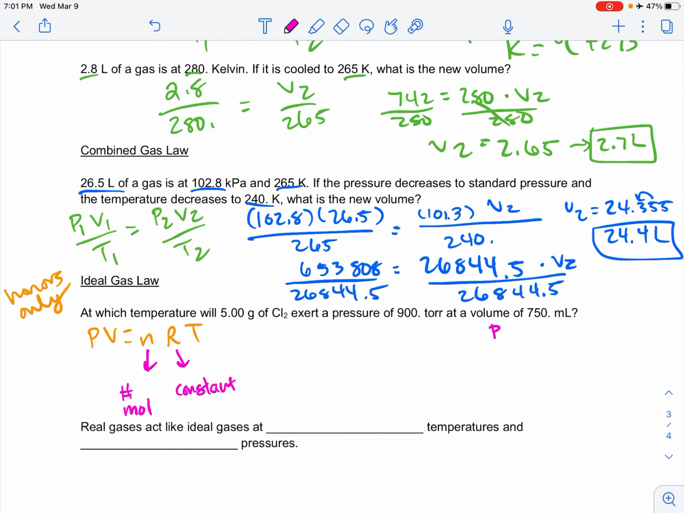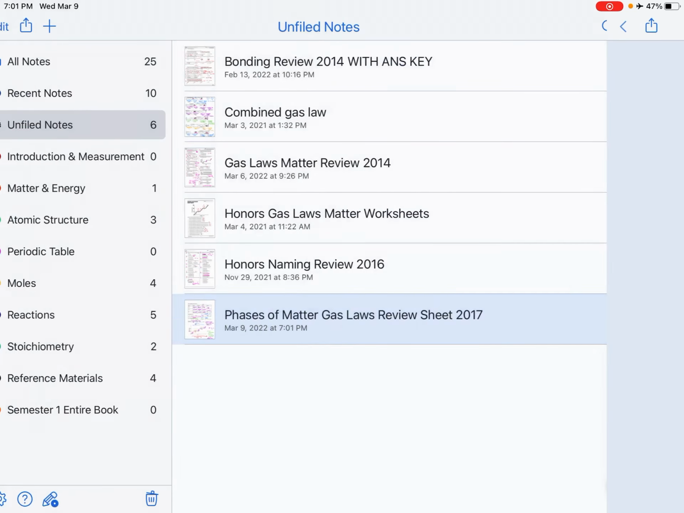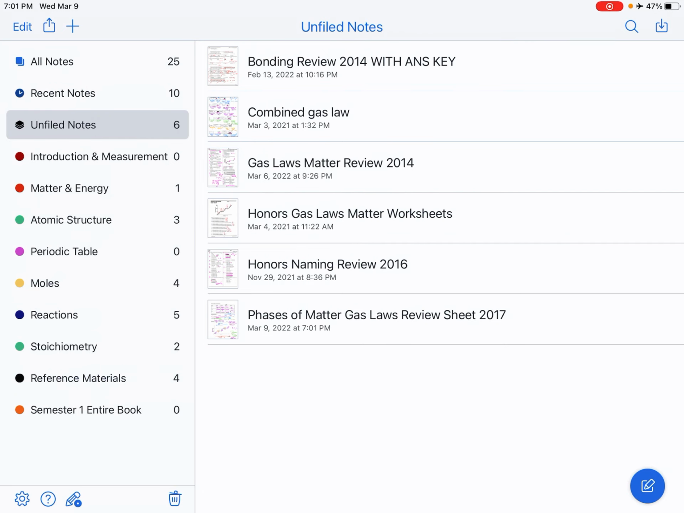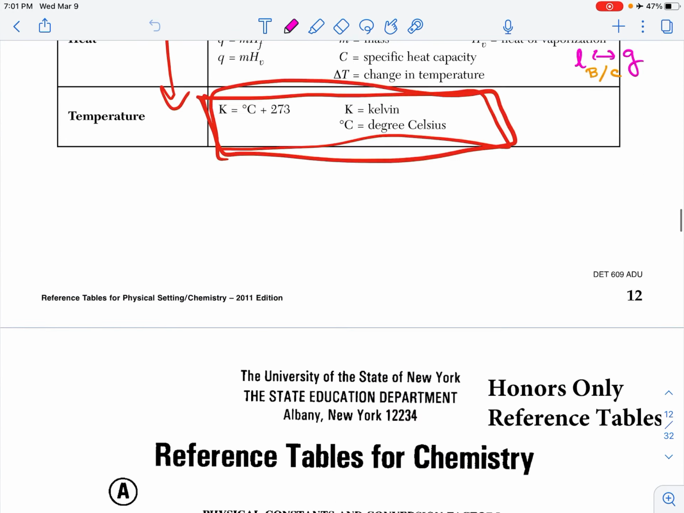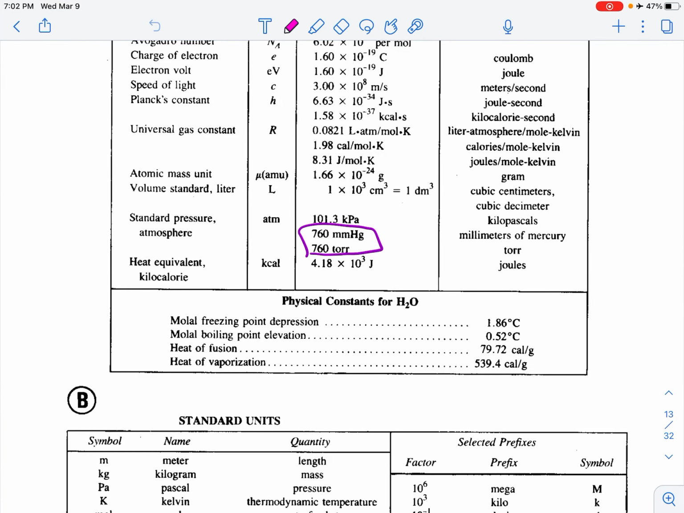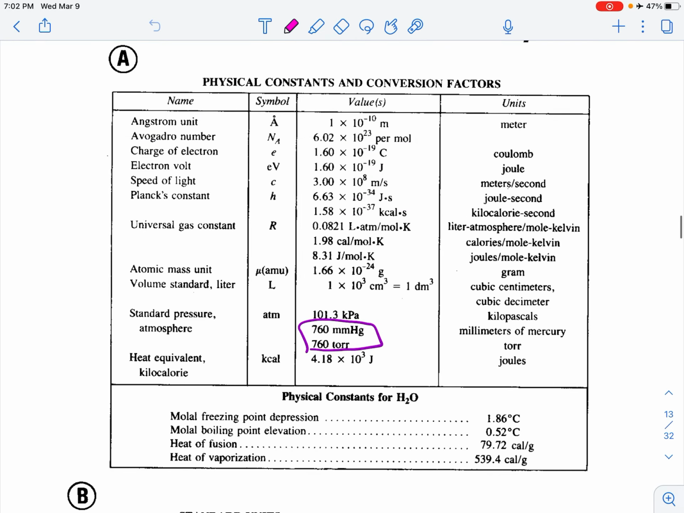If pressure is kilopascal, you're going to use 8.31 for a value of R. If pressure is atmospheres, you're going to use R equals 0.0821. Now, you're not going to need to memorize that because they are on this, R, universal gas constant.